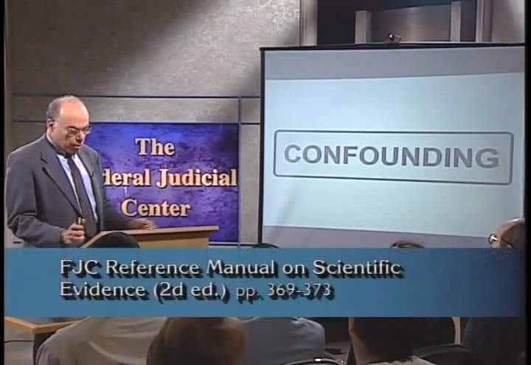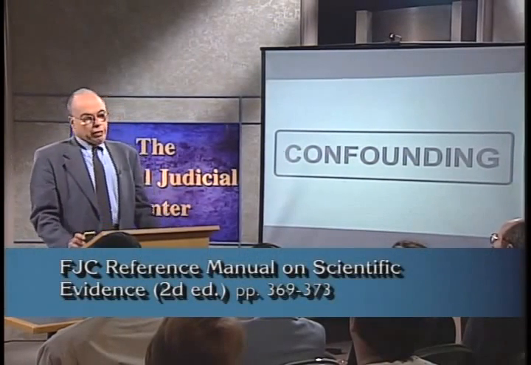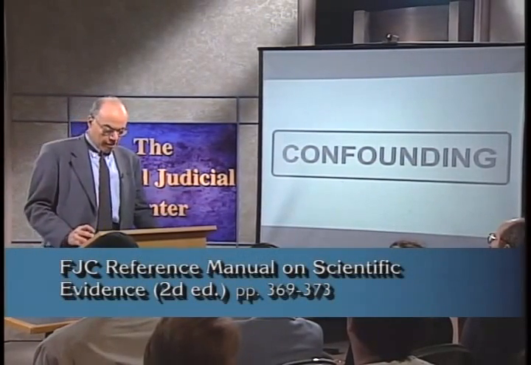I'd like to turn next to one of the most important issues in trying to interpret associations and to derive inferences of causation, and this is the issue of confounding. It is discussed in the reference manual in detail beginning on page 369.